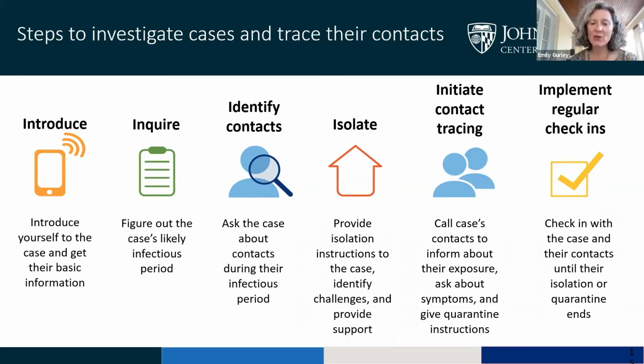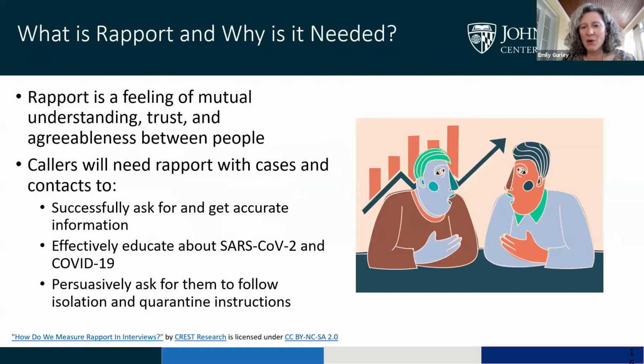And then you have to follow up with the cases and the contacts to make sure they're getting along, how they're getting along with the isolation and quarantine, how are their symptoms, how are things going. So it's really a relationship with people throughout the isolation and quarantine experience. I just want to highlight how important it is to build rapport in contact tracing.